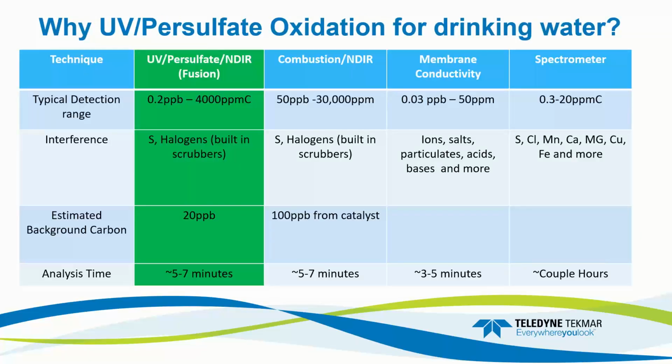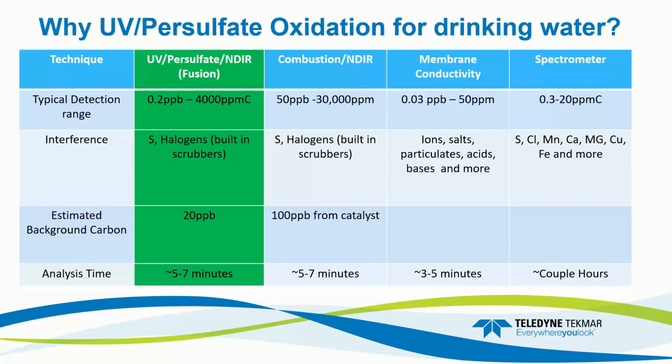So you might ask, why UV persulfate for drinking water? Well, there are a couple of reasons. Drinking water is typically in the low ppm to ppb ranges, but with wastewater we're looking at several hundred ppm. So how do we make sure we pick the right system? For drinking water, there is UV persulfate, and we also have membrane conductivity that will basically match the same ranges. But with UV persulfate, you have a little bit higher range due to the type of detector.